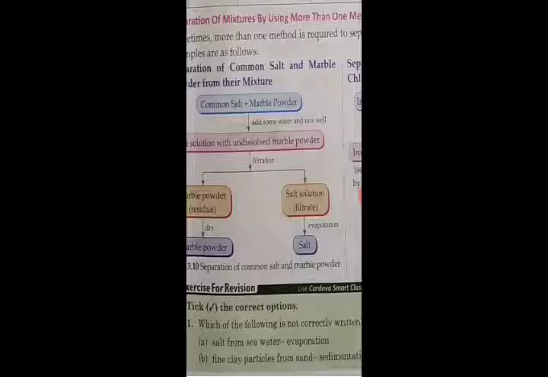The next is page number 38. Name the method by which immiscible liquids are separated from the mixture. Separating funnel, fractional distillation, evaporation, or chromatography. Immiscible liquids, I have just told you, are separated by the separating funnel. This is the right answer.